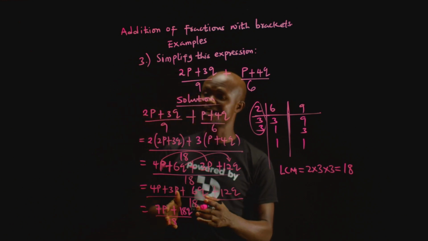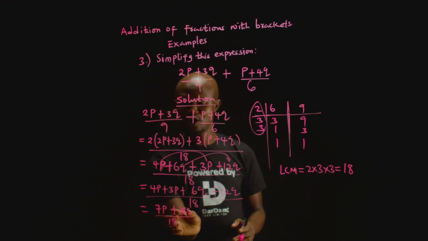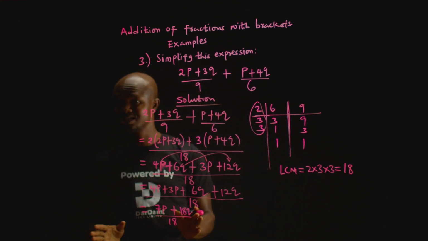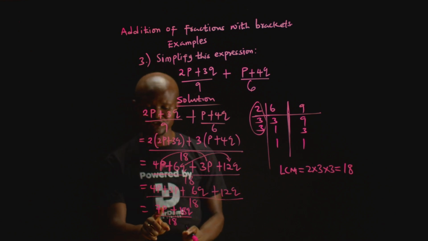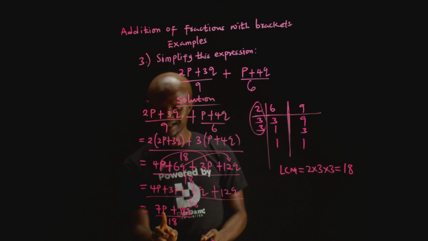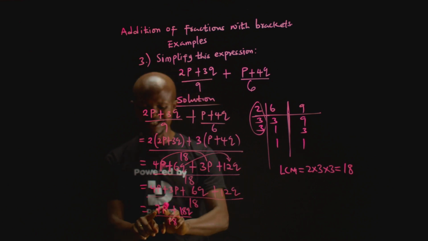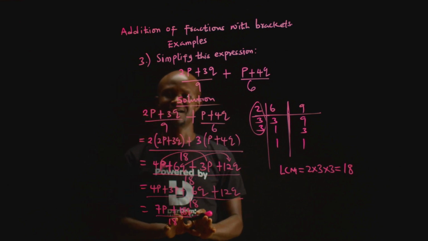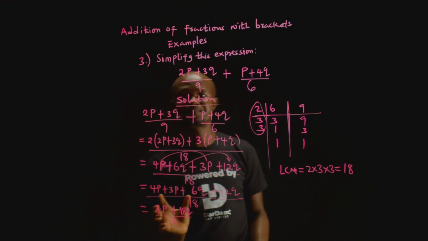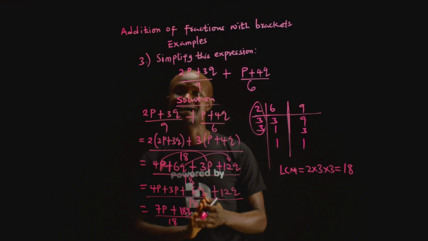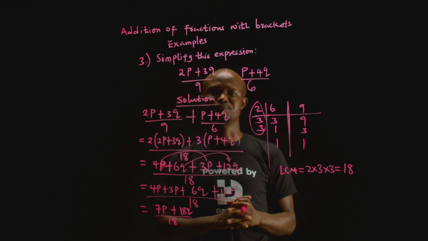Now, you will observe something. 7p plus 18q remain the same. You cannot add these two together, because p is here and q is here, so it makes the two terms unlike terms. Therefore, the answer to this problem is (7p + 18q) divided by 18. And that is the solution to the problem. Thank you.